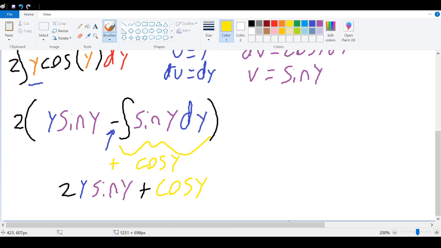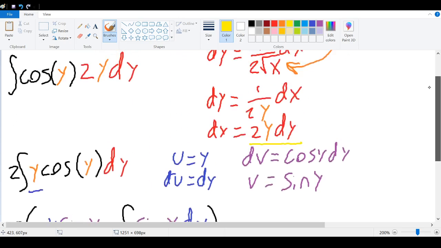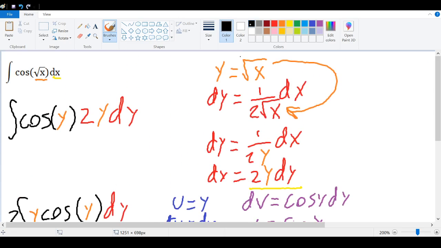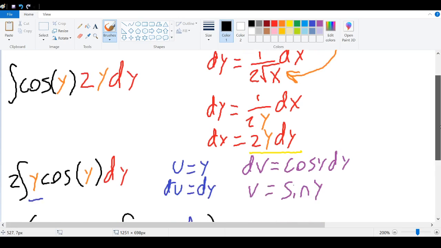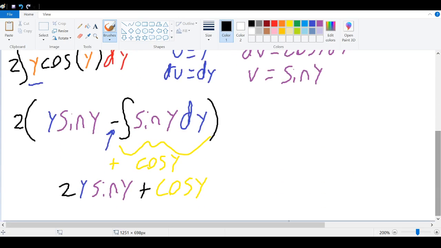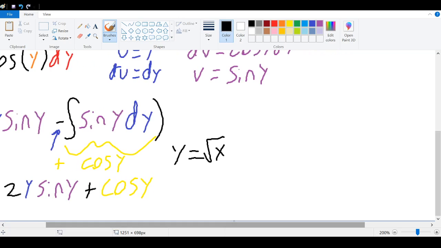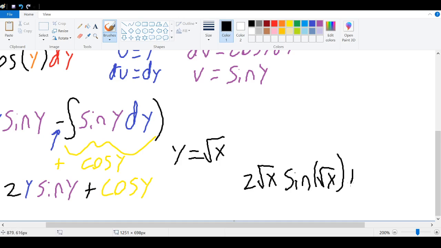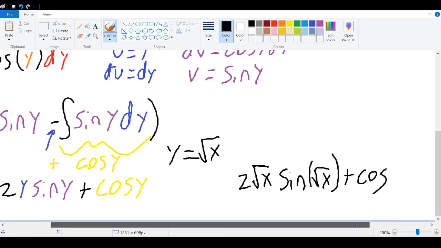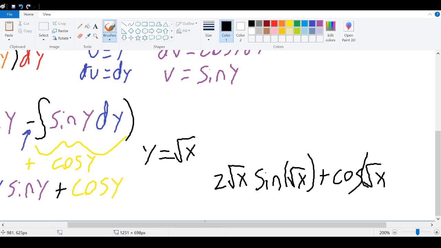Now, if we want, we can revert back. Remember, y was equal to the square root of x, so we can throw back x into this equation. And so now the answer becomes 2 times the square root of x times sine of the square root of x. And now we add back cosine of the square root of x. And of course, plus c. That's our answer.